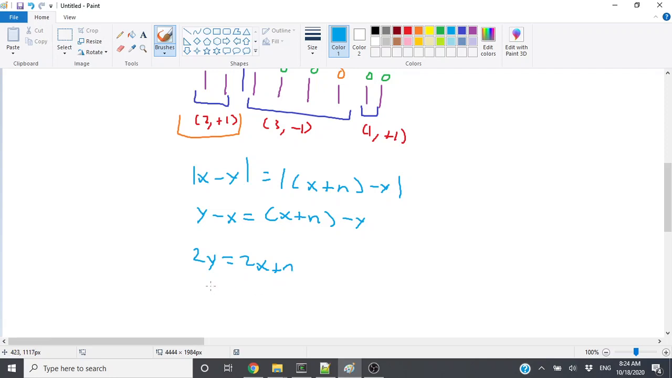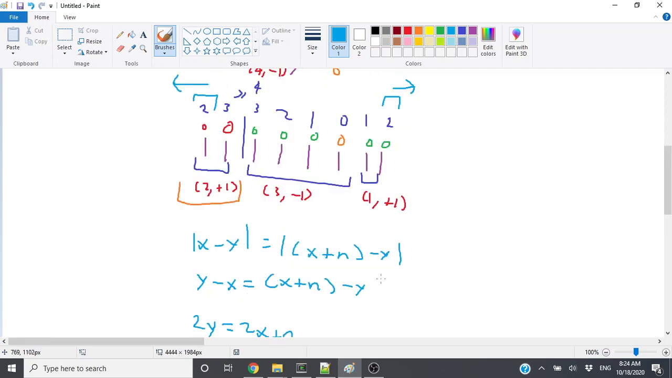What does that make this? We're interested in x, so we do x equals y minus n over 2. And therefore, if n is odd, then it's a fraction, which is annoying, but n is odd. How does this work?